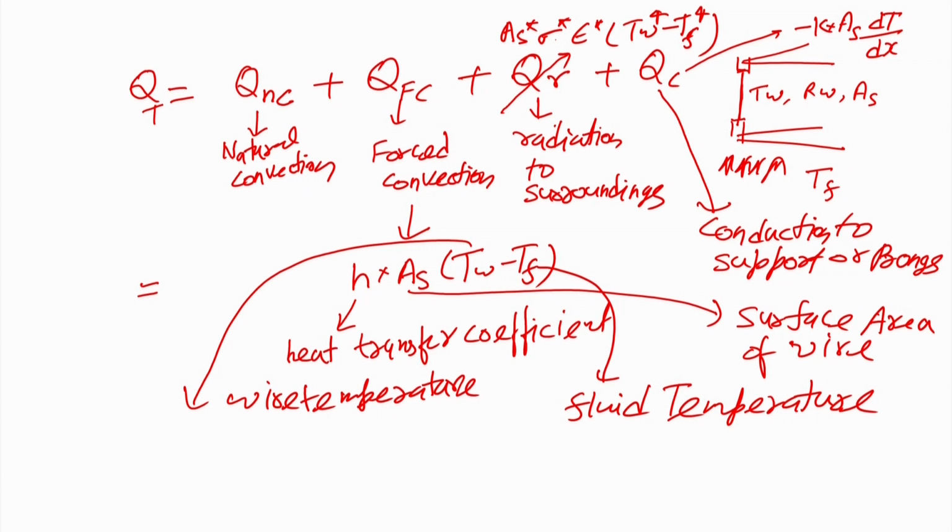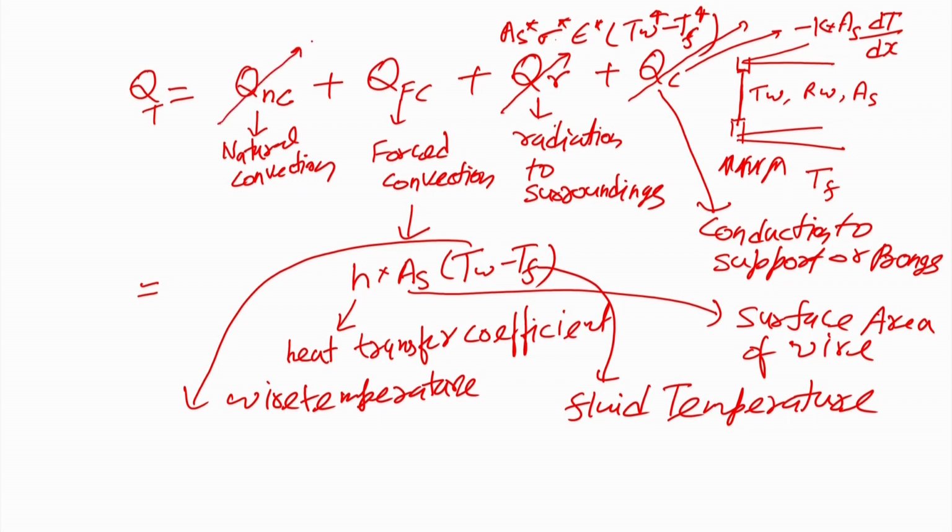Similarly, if your wire is very thin, the conductive losses to the prong or to the support can also be neglected. If the fluid is moving with sufficient velocity, the natural convection part can also be neglected.